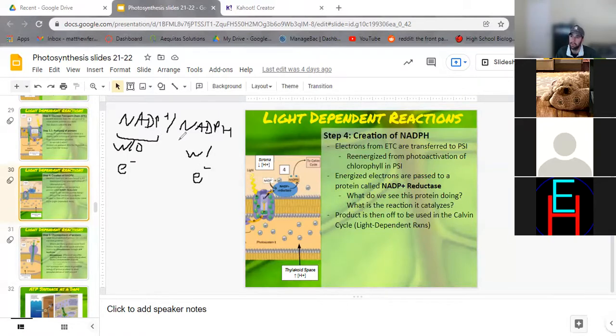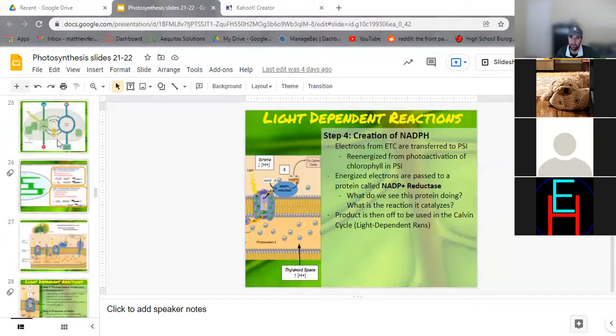Right? NADP+ is oxidized. It does not have electrons. NADPH is reduced. It does have electrons. That's what those two questions they were asking underneath the name NADP+ reductase: what is it doing? What is it catalyzing? The addition of electrons to NADP+. This NADPH now will find its way to the Calvin cycle.